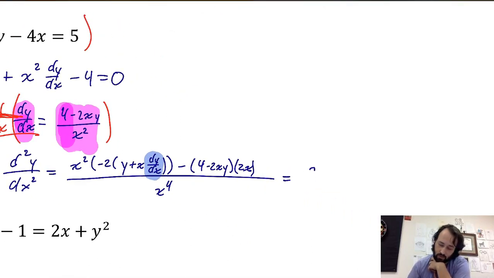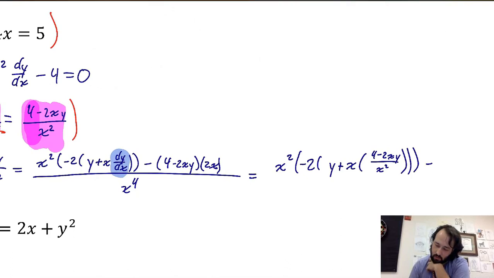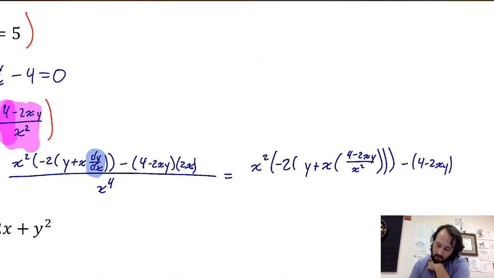Your book is going to simplify a lot further, and I do not care about that. So y plus x times 4 minus 2xy over x squared. You guys will see in the homework, sorry, I'm counting my parentheses. You'll see in the homework, especially when you're looking at my work, how simplified I expect you to be. And it is really not that simplified at all.